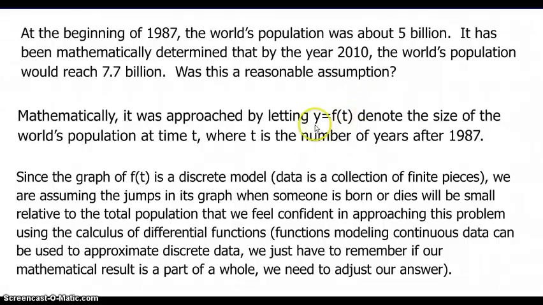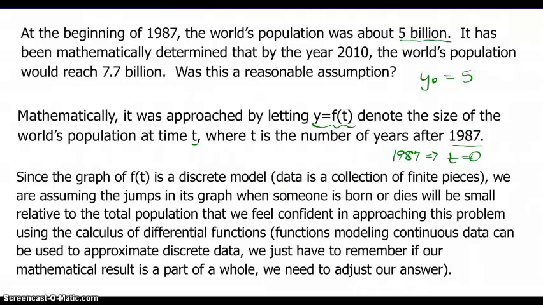Mathematically, it was approached by letting y equal f of t be a function that denoted the size of the world's population at any time t. We have to model things mathematically, where t was the number of years after 1987. So in 1987, t was 0. So we started with a base, an initial population. y naught is usually the initial population, here 5 billion.